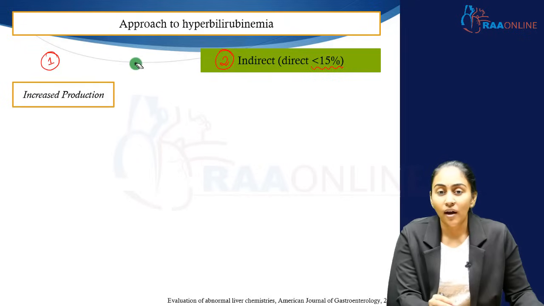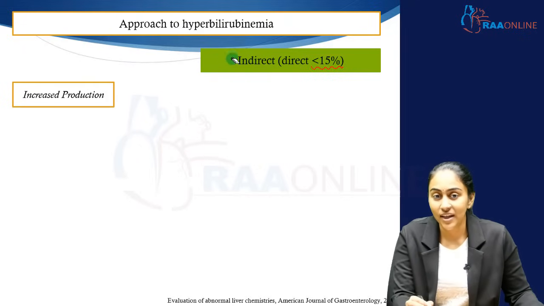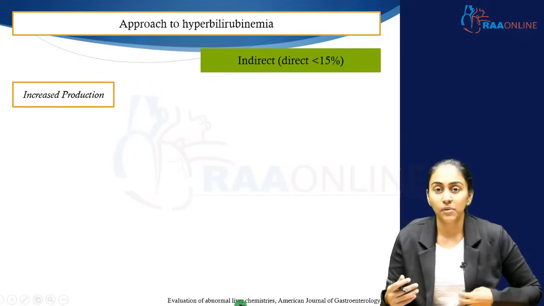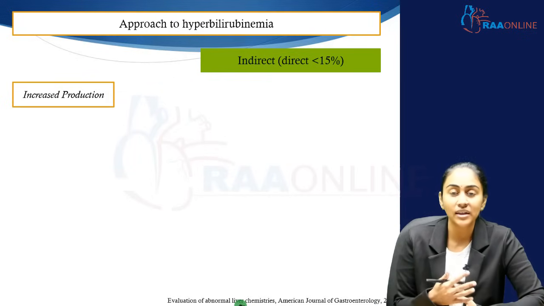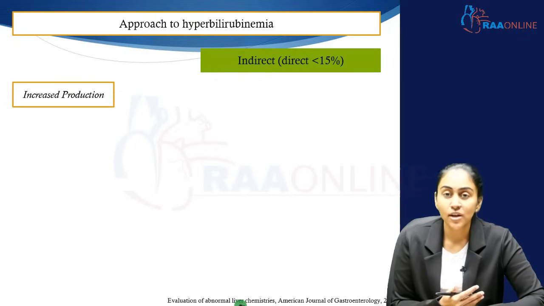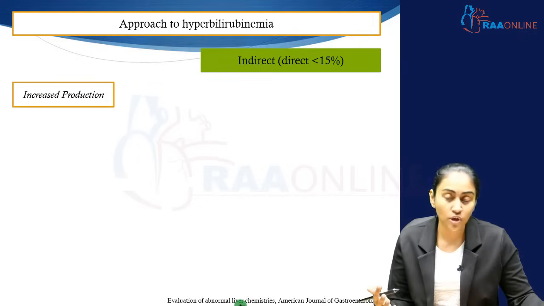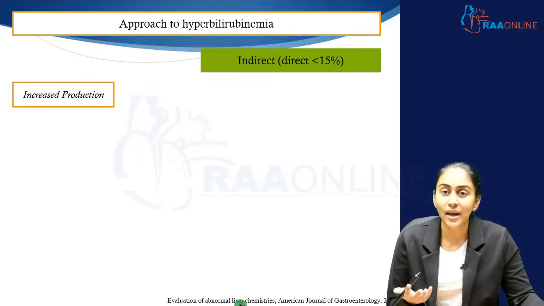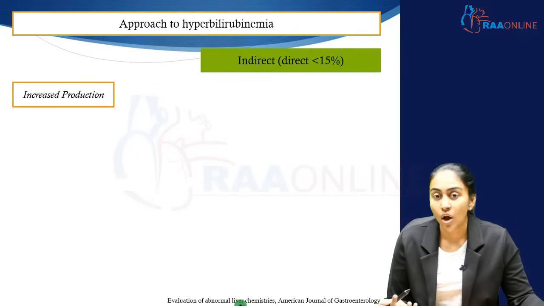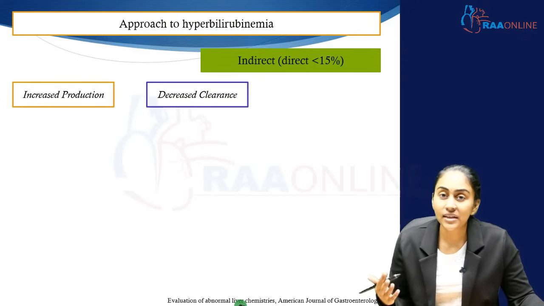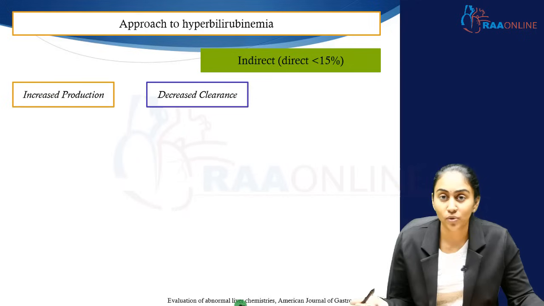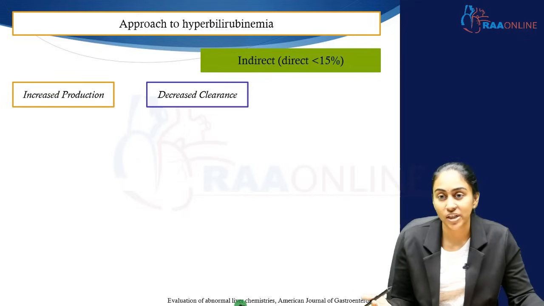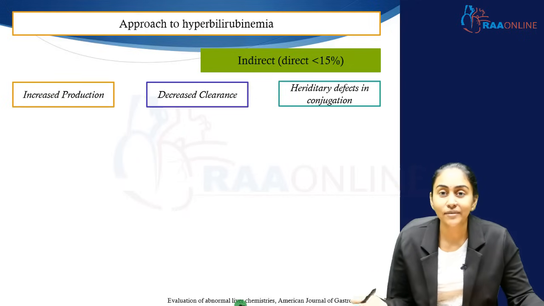How do you approach patients with indirect hyperbilirubinemia? Whenever a patient has an increase in the indirect or unconjugated bilirubin, there is a problem in one of the steps before even conjugation takes place, right? It could be that there is excessive production of bilirubin that the conjugating apparatus is not even able to handle, or it could be that there is a decreased clearance of the unconjugated bilirubin. So, basically there is a problem in the conjugating system or hereditary defects in conjugation.